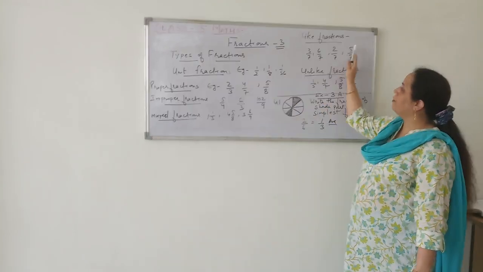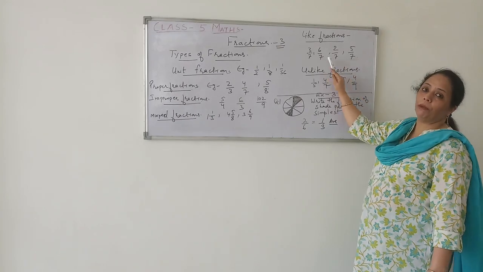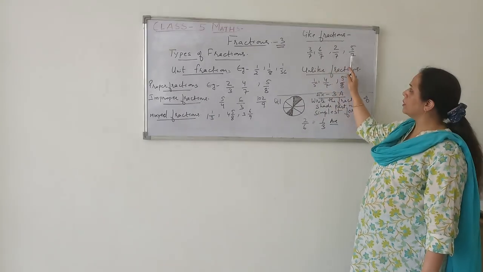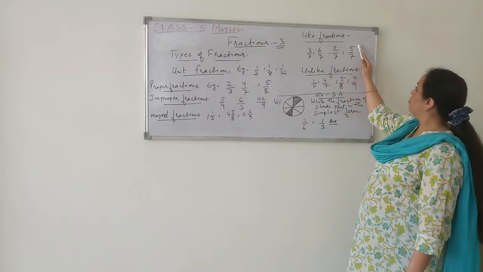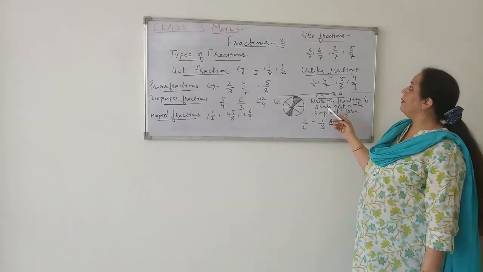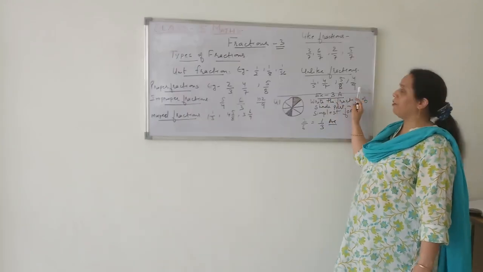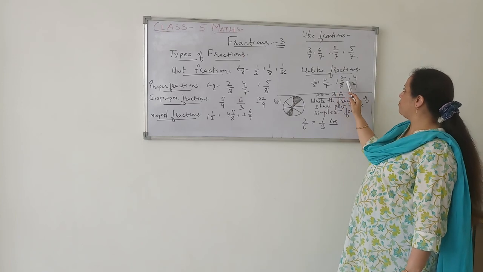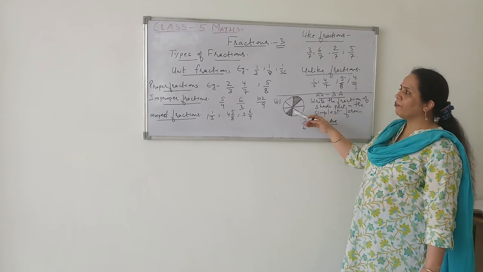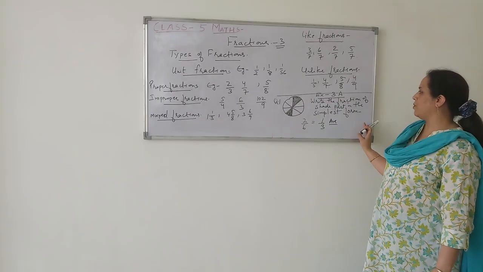Then we have the like fractions. In the like fractions, all the denominators will be same. Like 3 upon 7, 6 upon 7, 2 upon 7, 5 upon 7 and so on. In the unlike fraction, all the denominators will be different. That is 1 upon 5, 4 upon 7, 5 upon 8, 4 upon 9. After knowing all this, we will be starting with our exercise 3A.